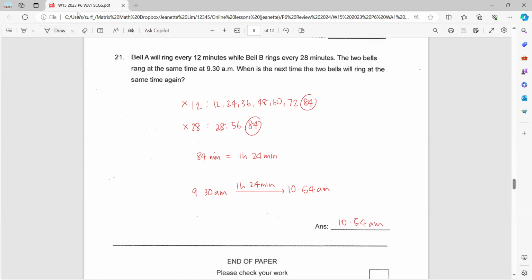Okay, so with that, that's the end of 2023 P6 WA1 for SCGS.